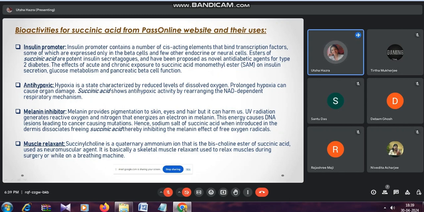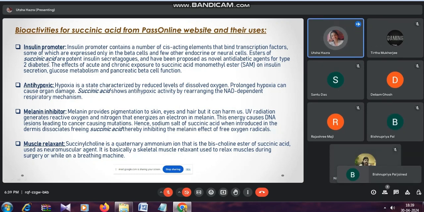Insulin promoter contains a number of cis-acting elements that bind transcription factors, some of which are expressed only in the beta cells present in the pancreas, which secrete basically insulin, and a few other endocrine or neural cells. Esters of succinic acid, that is the derivative of succinic acid, are potent insulin secretagogues and have been proposed as novel anti-diabetic agents for type 2 diabetes. The effects of acute and chronic exposure to succinic acid monomethyl ester, SAM, on insulin secretion, glucose metabolism, and pancreatic beta cell function.